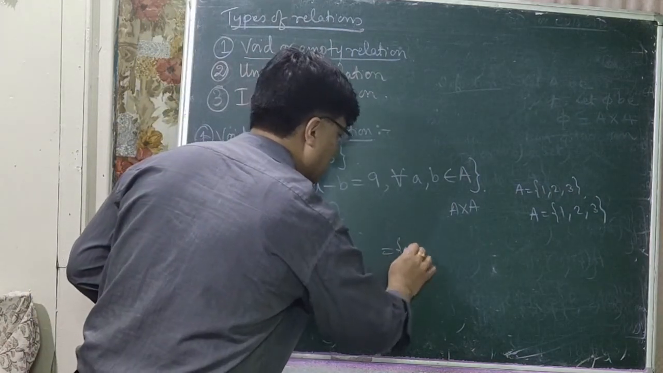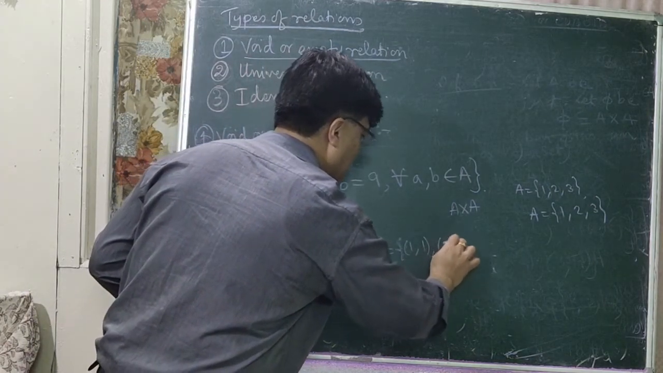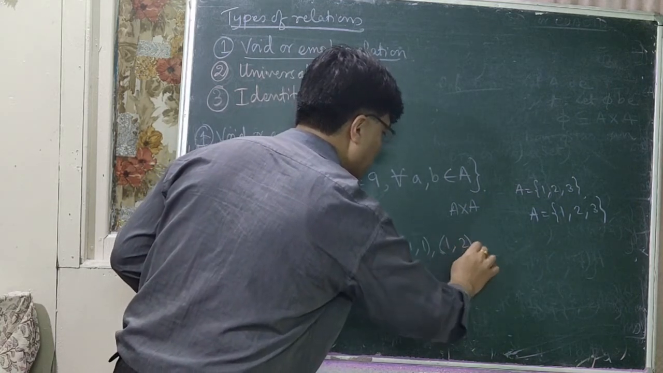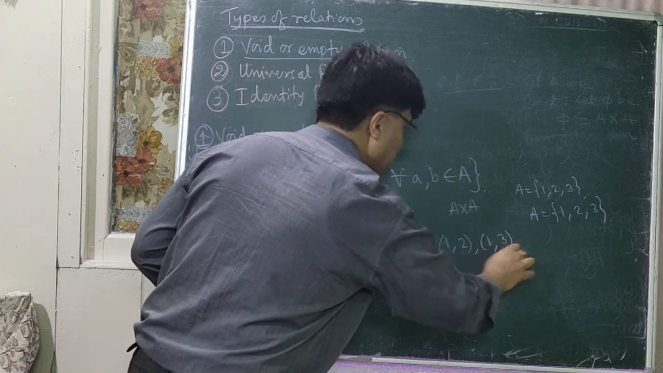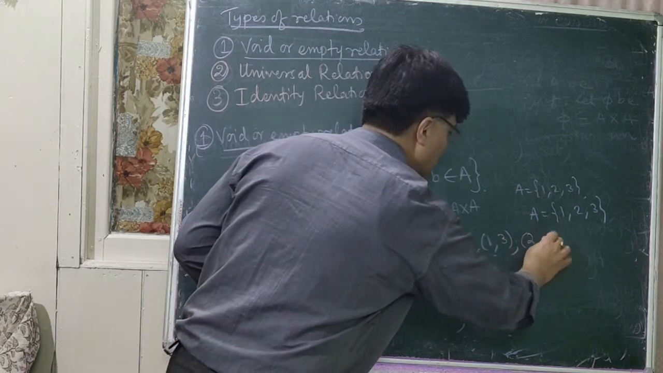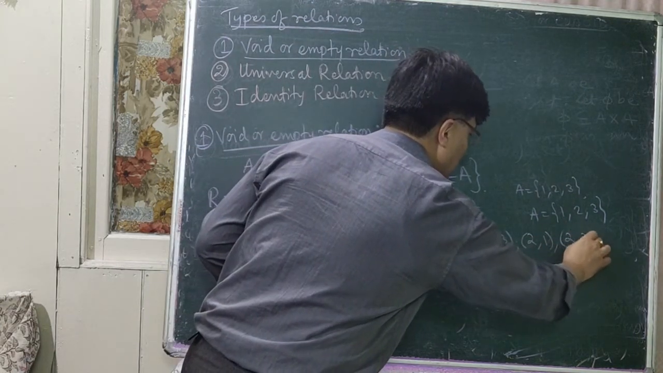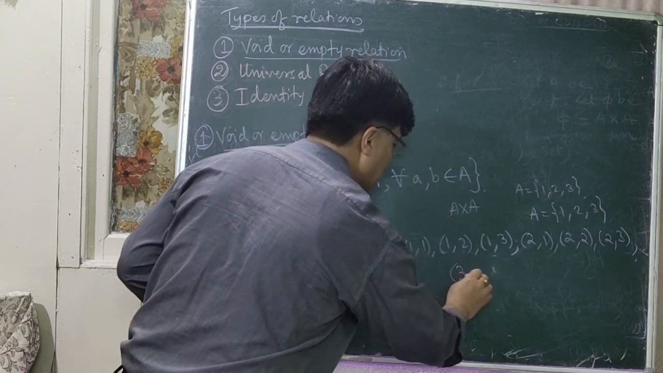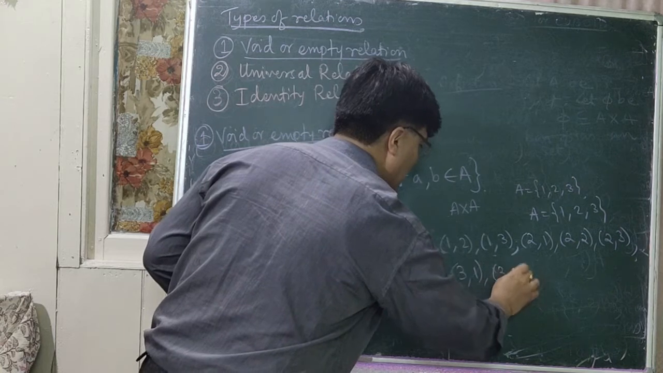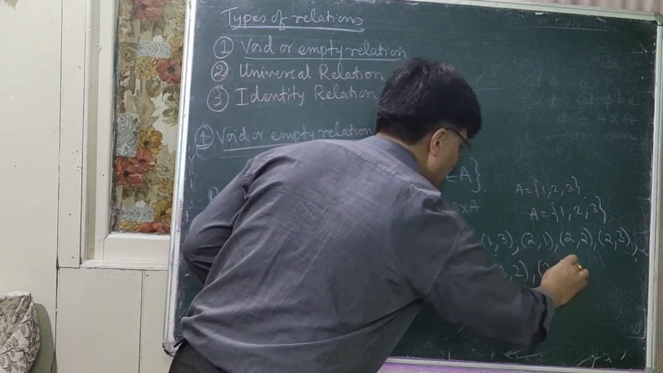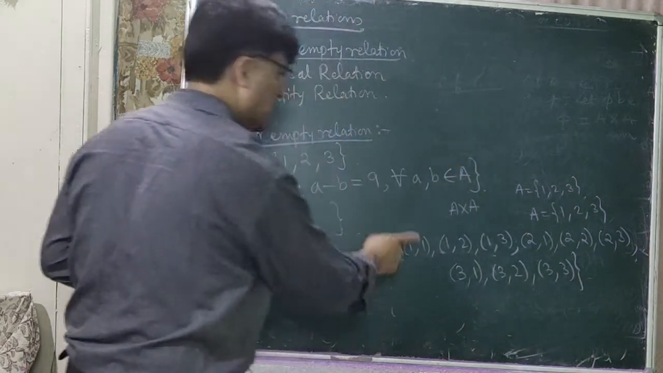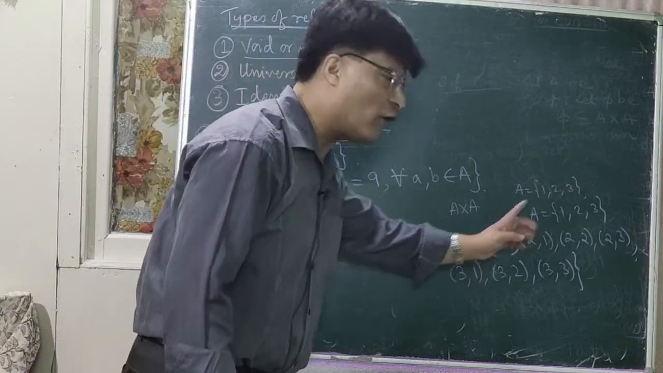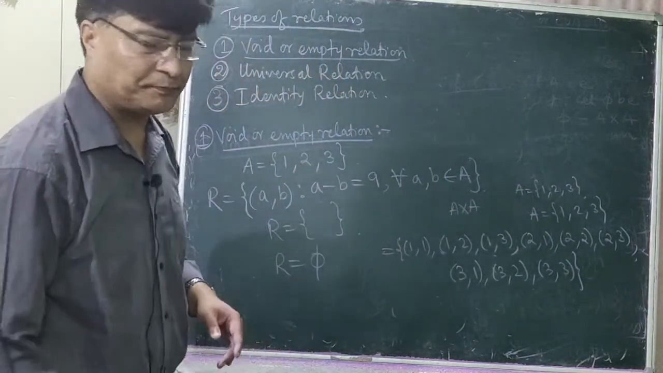What is A cross A now? This is 1, 1, then comes 1, 2, then comes 1, 3, right? Then comes 2, 1, 2, 2, then comes 2, 3, right? Then comes 3, 1, 3, 2, 3, 3. That is, it is the set of all ordered pairs. It is the set of all possible ordered pairs.